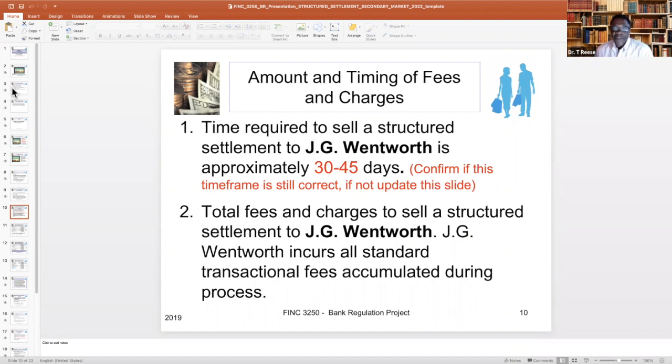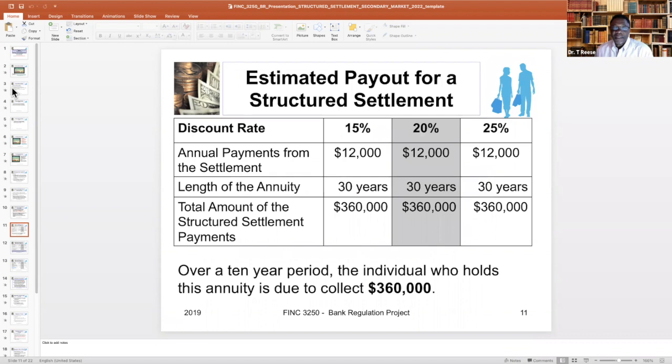Two, you want to identify the total fees and charges to sell the structured annuity to J.G. Wentworth. Now here, I have created a table that estimates the payout based upon the discount rate that J.G. Wentworth uses. So you should provide narration for this. Now, over the course of the life of this annuity, the individual is due to collect $360,000 if you don't adjust for time value of money.